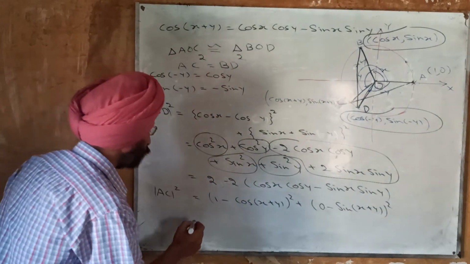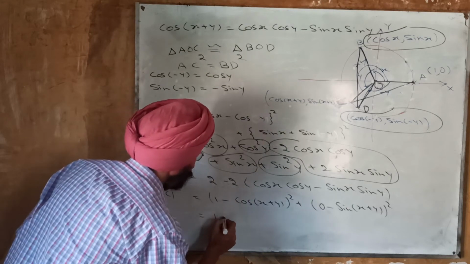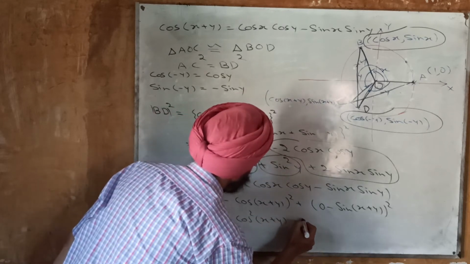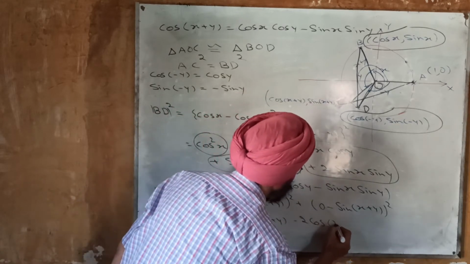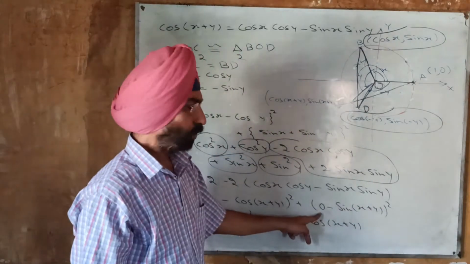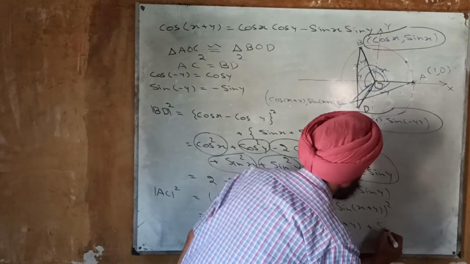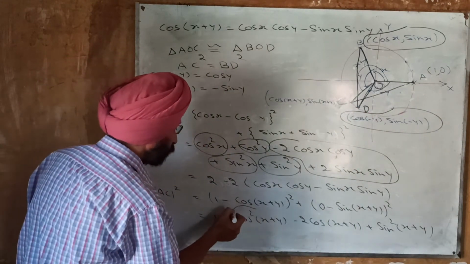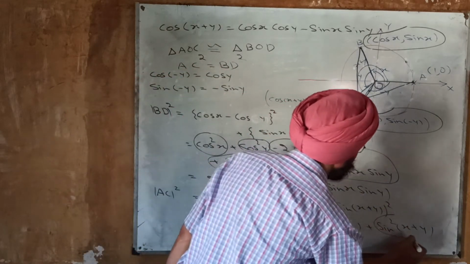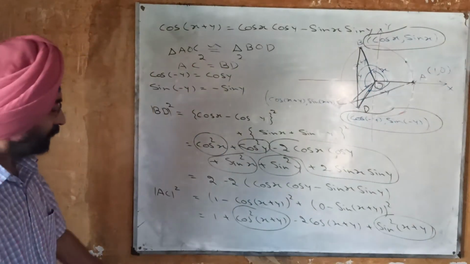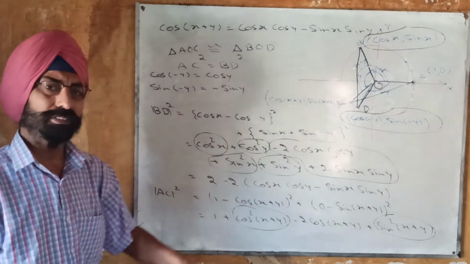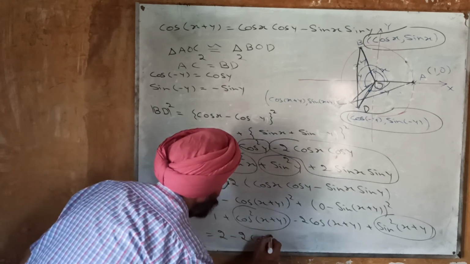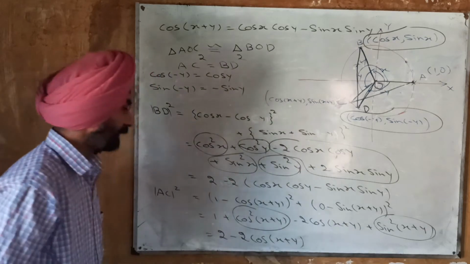Now open these squares also. You will get 1 plus cos square (x+y) minus 2 cos(x+y). Here it is 0, so it will simply become plus sin square (x+y). This cos square (x+y) plus sin square (x+y) will become equal to 1. 1 plus this one will become 2. So you will get 2 minus 2 cos(x+y).